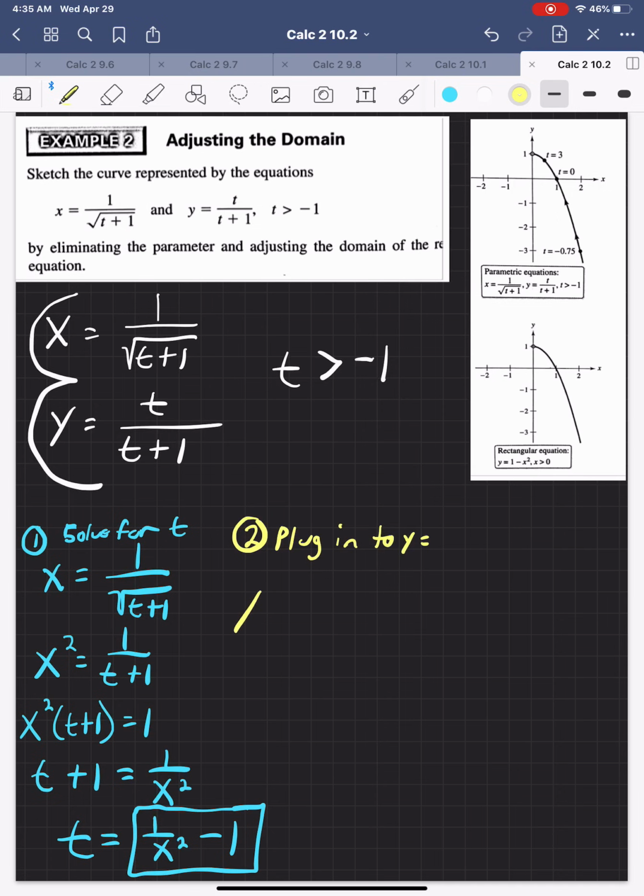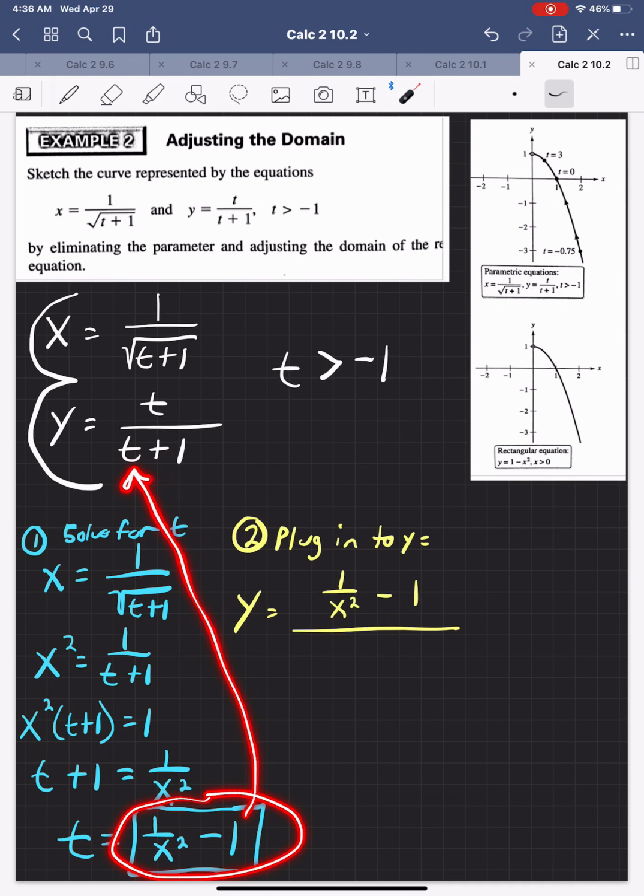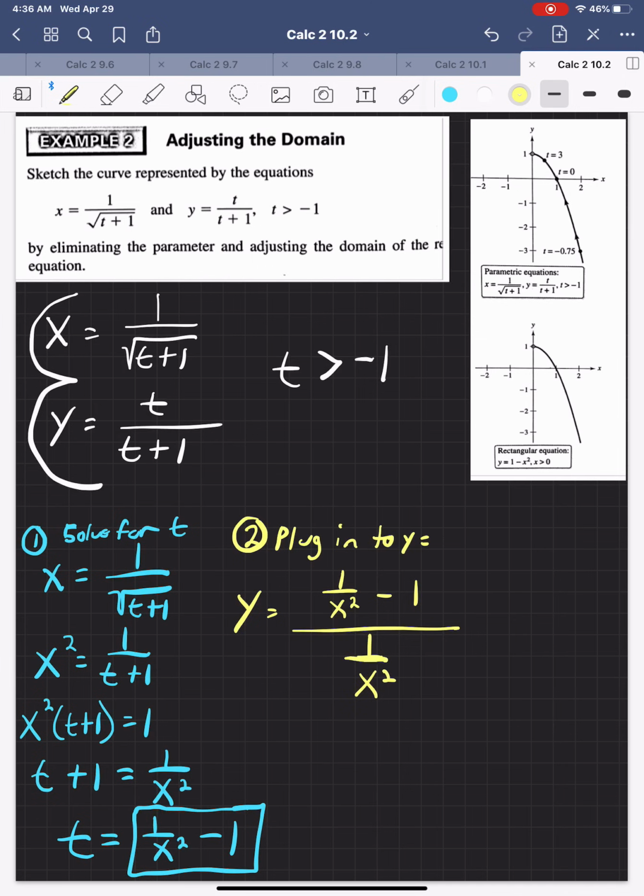So now I have y is equal to, well, this is 1 over x squared minus 1 over, well, can you agree with me that if I plug 1 over x squared minus 1 in here for t, the 1's would cancel out? Do you see that? So that would be 1 over x squared minus 1 plus 1. So I would be left with 1 over x squared.